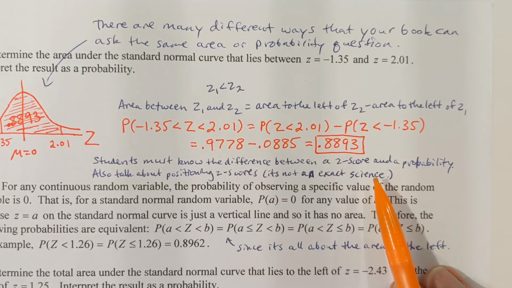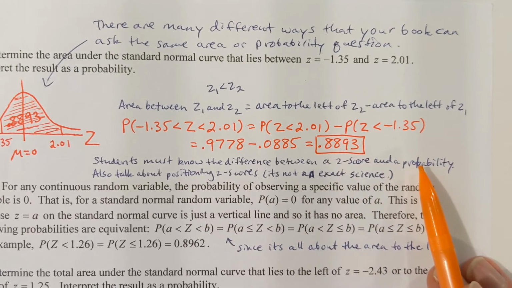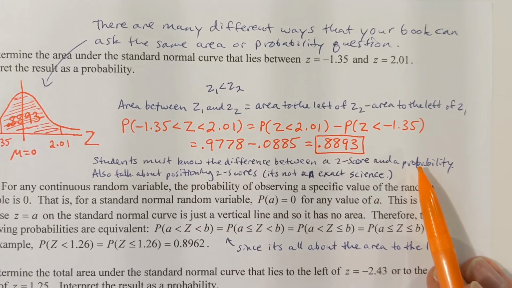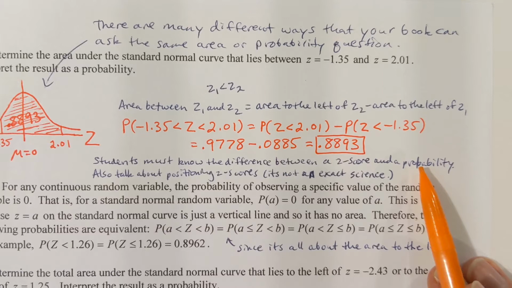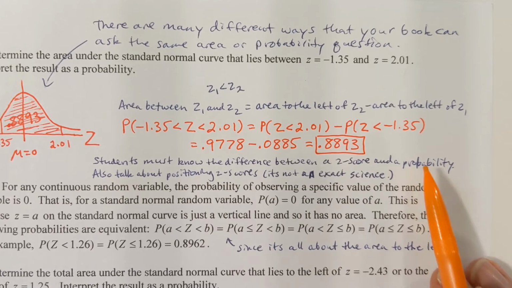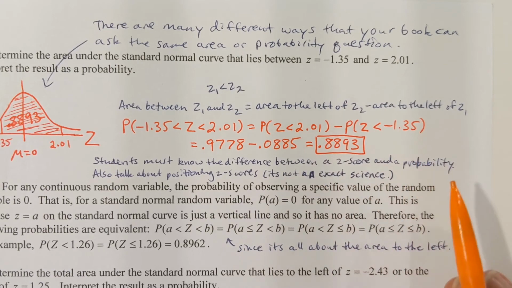Okay. Here's another comment which I've already mentioned. Make sure that you know the difference between a z-score and a probability. That is the mistake that I see students will make in this topic, is they'll get those numbers confused, and that will be a big problem going forward if you can't keep those numbers separate.